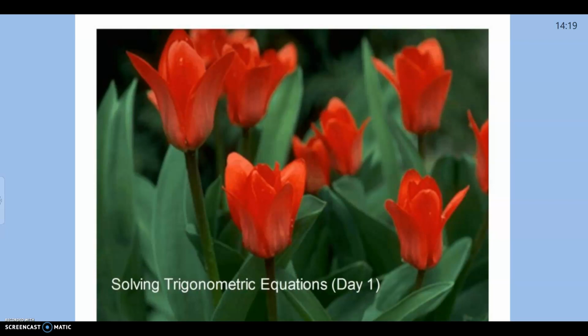Okay, so today we're going to do solving trigonometric equations. This is following all our simplifying and verifying. Y'all just took the test on that, so that should be something you're comfortable with. Now we're going to go back to your favorite thing, the unit circle.